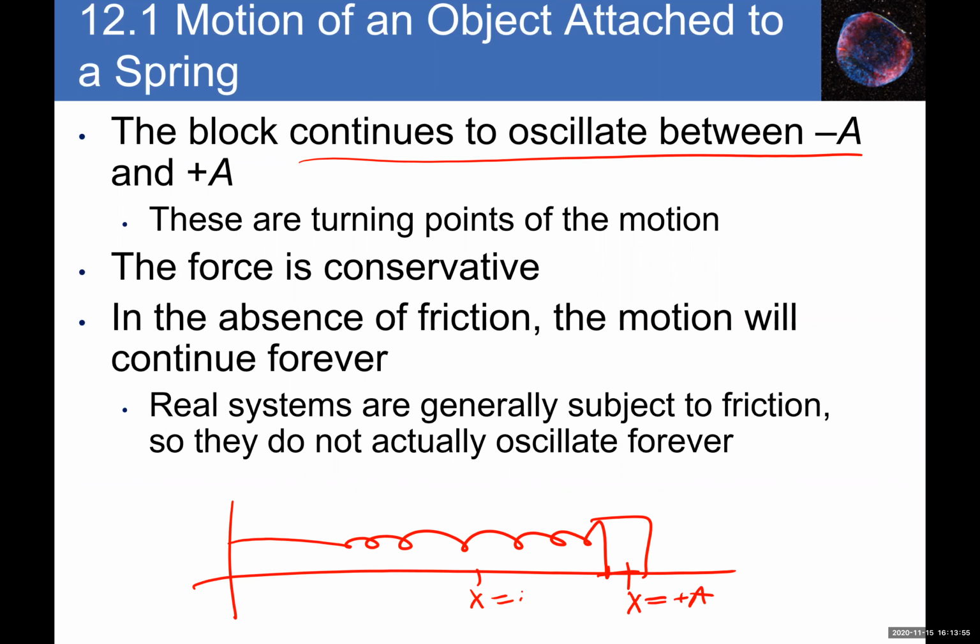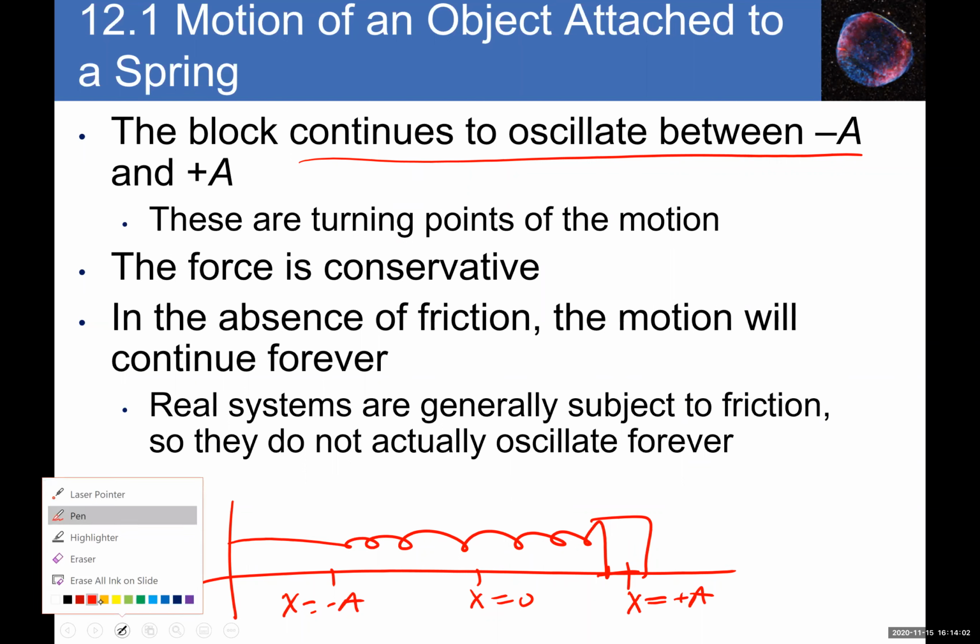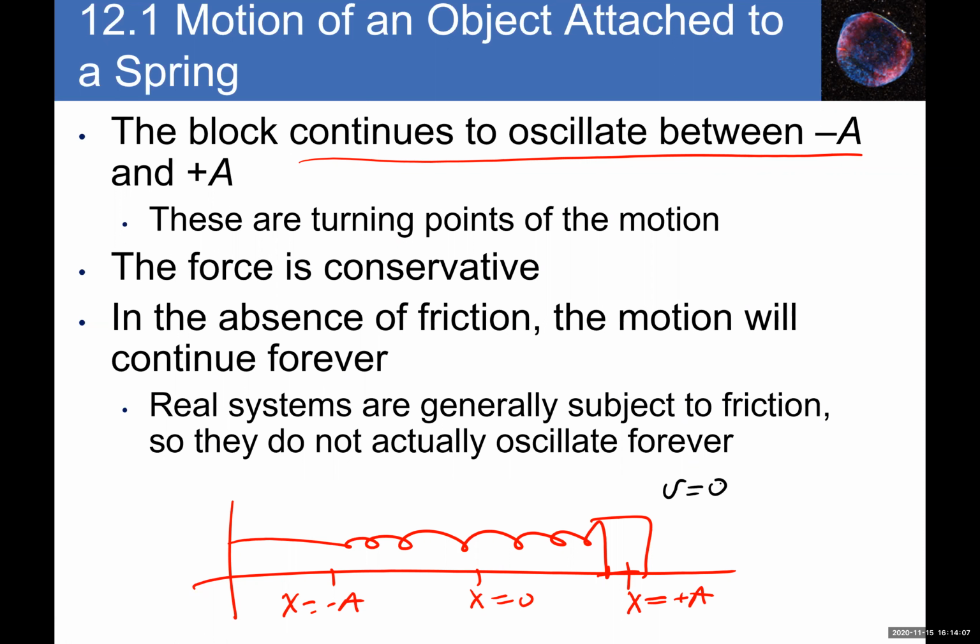Let's say this is equilibrium, and this is x equals negative a. So then the block, if you let go, is not going to have any speed here. If it starts moving to the left, it's going to reach the equilibrium position with the maximum speed. But remember, if it has no speed at point A, it has a maximum acceleration, but it's going to be negative. The reason is that the restoring force is going to be toward the left. So negative force means negative acceleration.